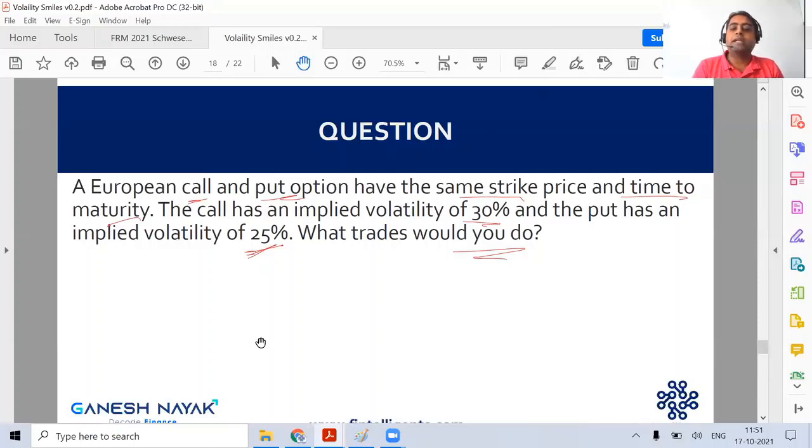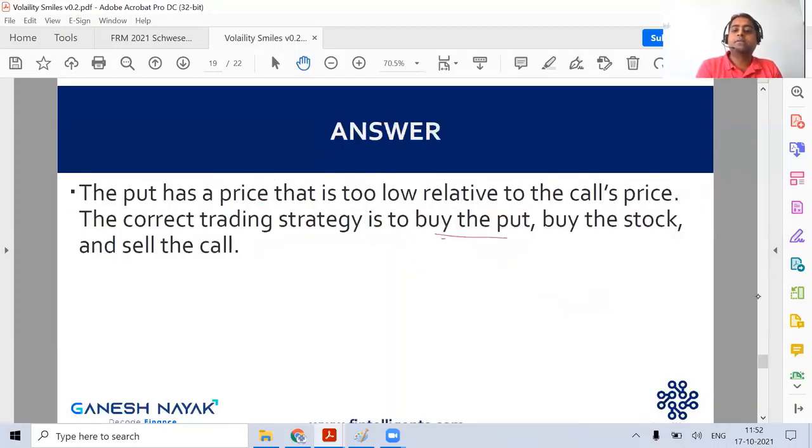See, your put volatility is lower. See, if there is high volatility, that means the price will go higher. Right? But put volatility is lower. Similarly, your call volatility is higher. So you will have to take positions in call and put. And I'm taking you towards the solution now. Read this.